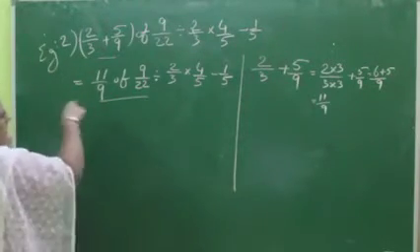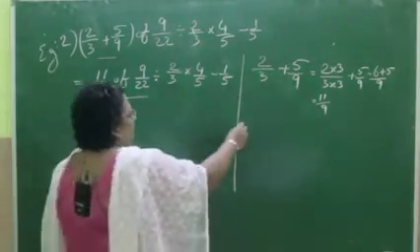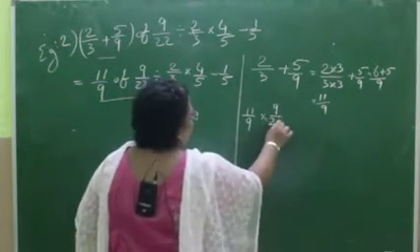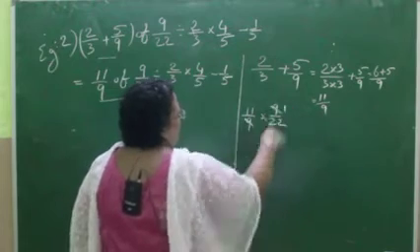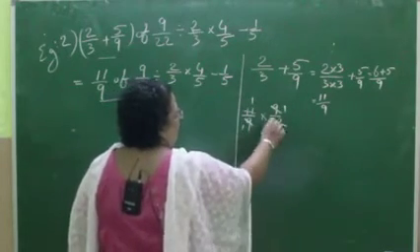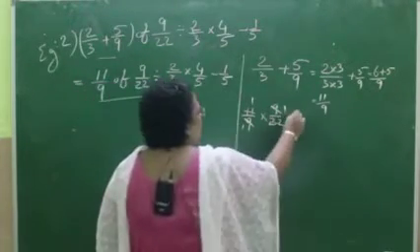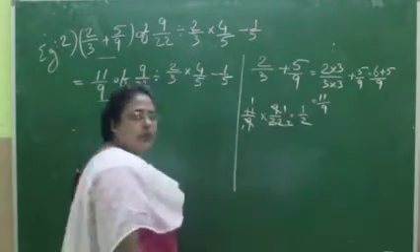So what is that? 11 by 9 multiplied by 9 by 22. 9 will go one time each. Here 11 will go 1 and in 22 2 times. So what are you getting here? You are getting it as 1 by 2.